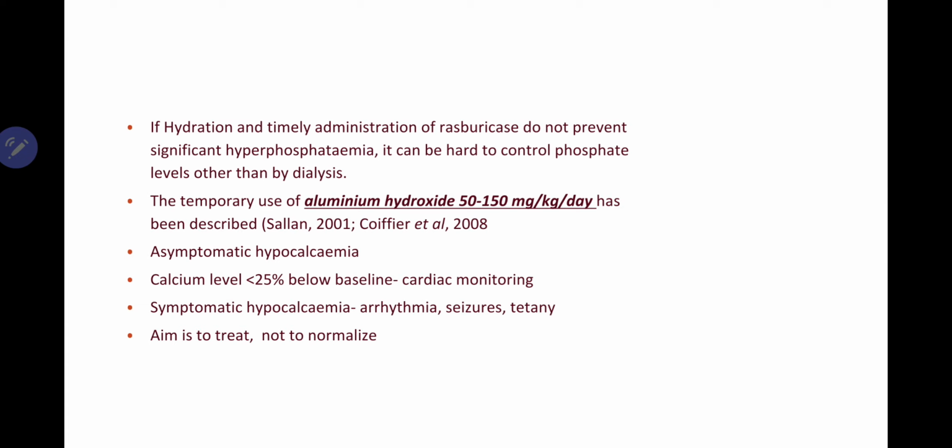If hydration and timely administration of rasburicase are not going to prevent significant hyperphosphatemia, it will be hard to control the phosphate levels other than by dialysis. This point should be remembered because it is asked in so many MCQs. The temporary use of aluminum hydroxide, like 50 to 150 mg per kg per day, has been described.